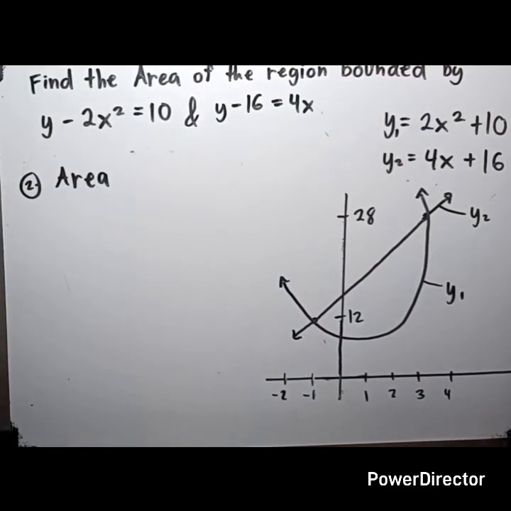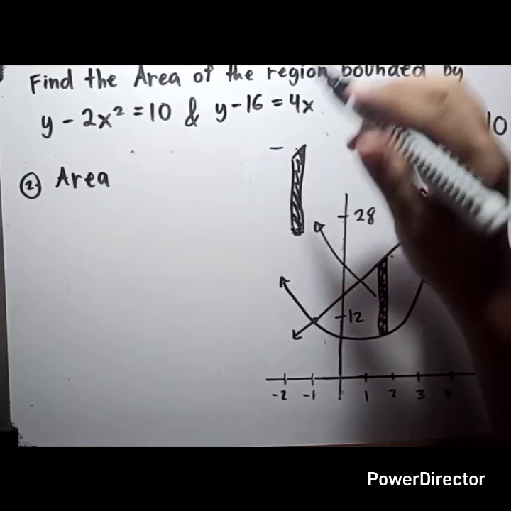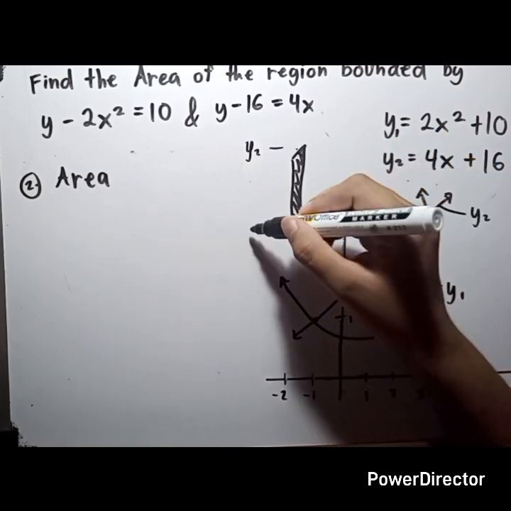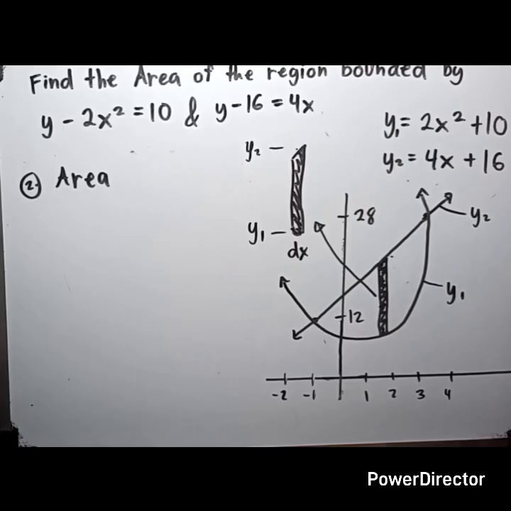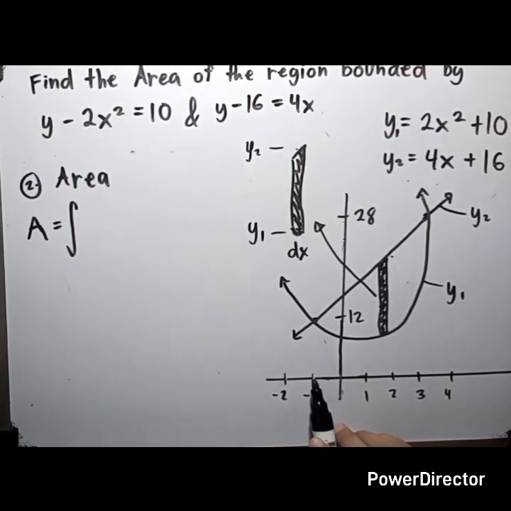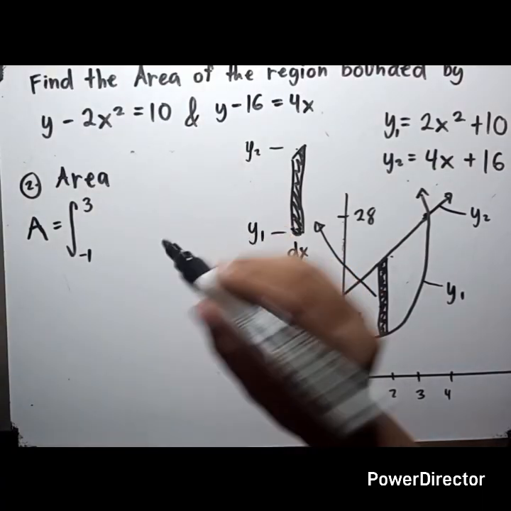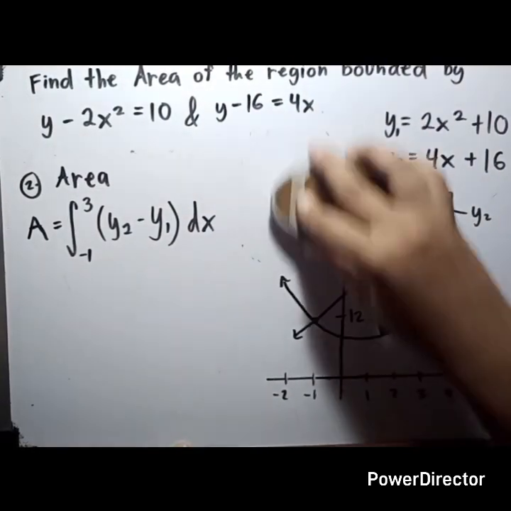Let's try to solve for the area. How about we take a sample vertical strip? The higher y is the linear function, which is y sub 2, and the lower y is y sub 1, with a base dx. To find the interval, we know dx depends on how far horizontally. Between the points of intersection, we have -1 as the lower limit and the upper limit is 3. The area of the strip is the quantity y sub 2 minus y sub 1 times dx.